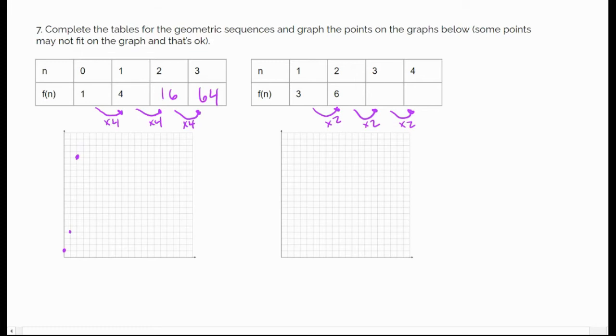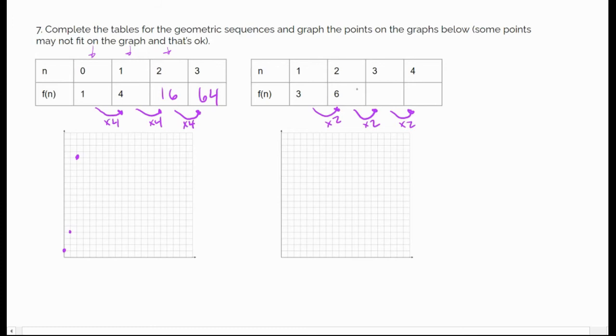I also don't connect these dots, because when we're talking about sequences, we're talking about the number of terms here. We're not going to have a 0.5 term. We're not going to have half a term. We're just looking at the first term, the second term, the third term, so those land on exact points.